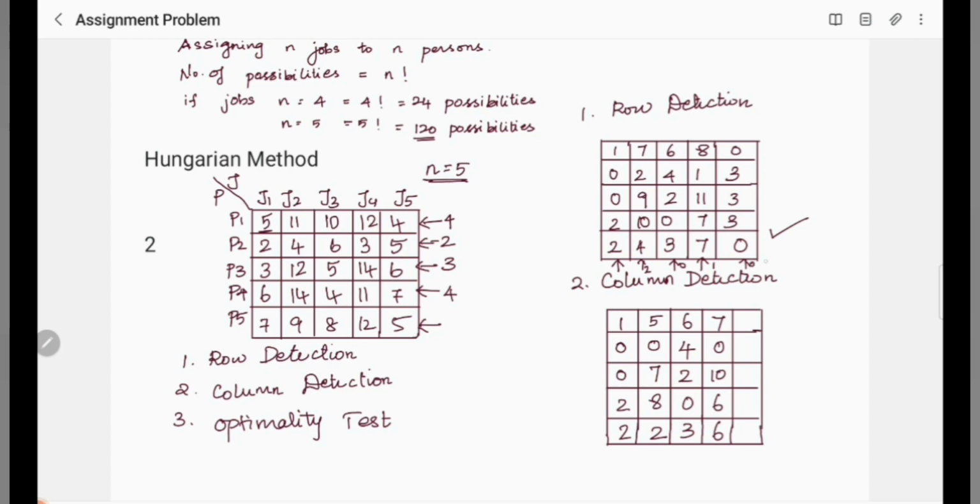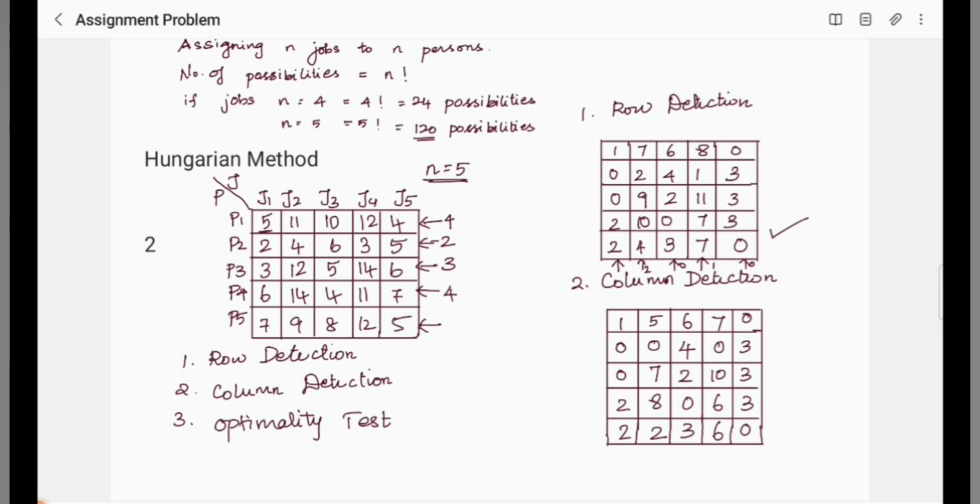Next column, we found 0 is the minimum element. So no change. So it is 0, 3, 3, 3 and 0. That's it. So this is the second test. After this, we have to go on with allocating the persons with each and every job.